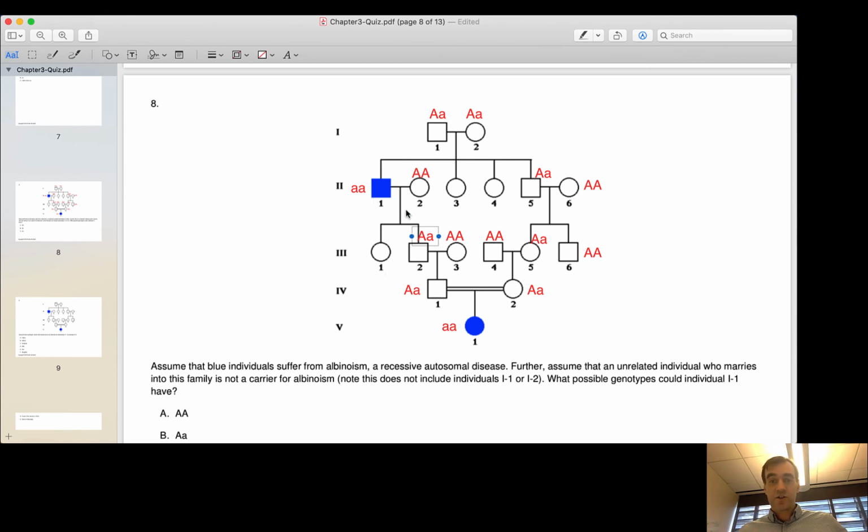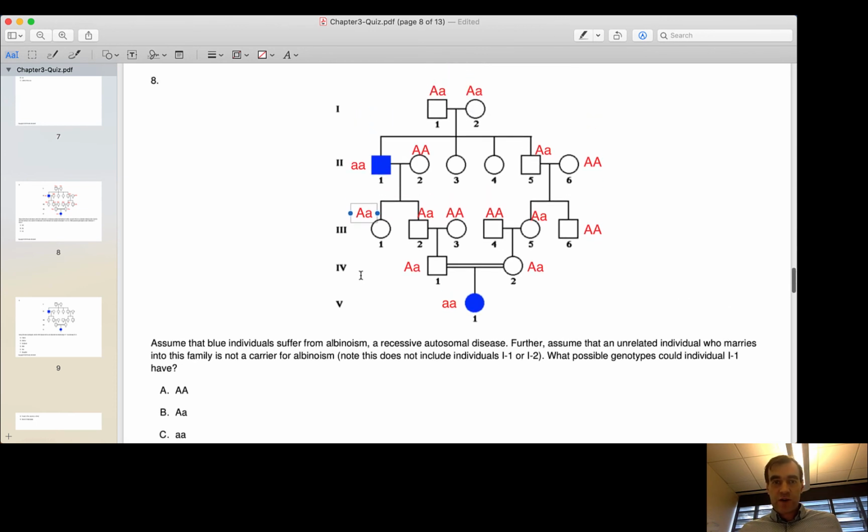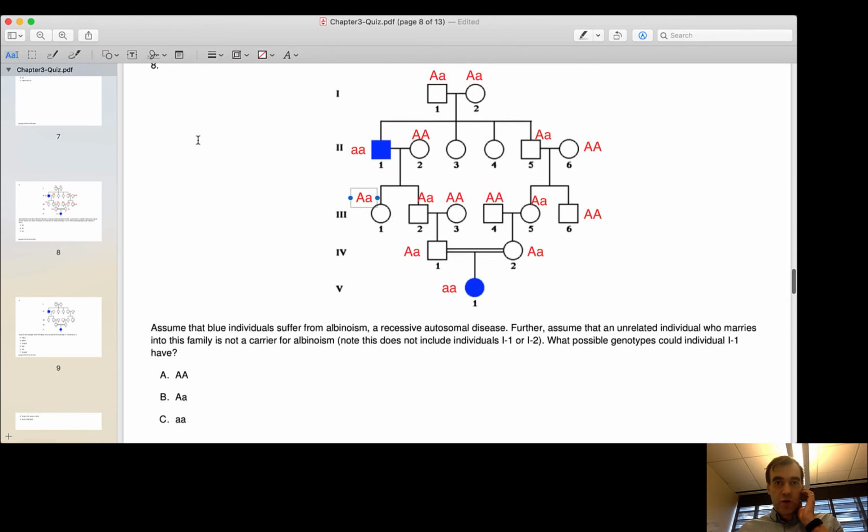Actually, we do know for certainty that this individual is also a carrier. The reason we know that is because one of the parents is homozygous dominant and one of the parents is homozygous recessive. And so each one of these individuals can only supply one type of gamete, and so the genotype of this individual is fixed. All right, so what possible genotypes can the individual 1-1 have?